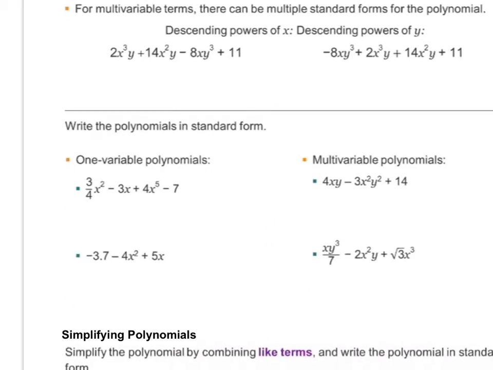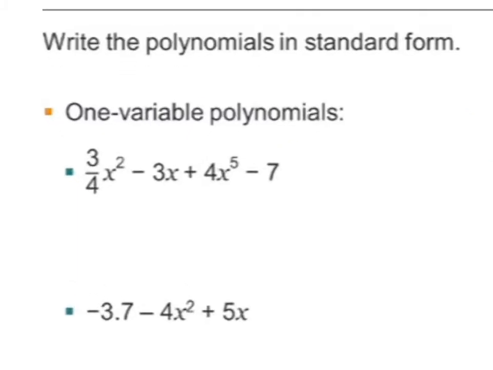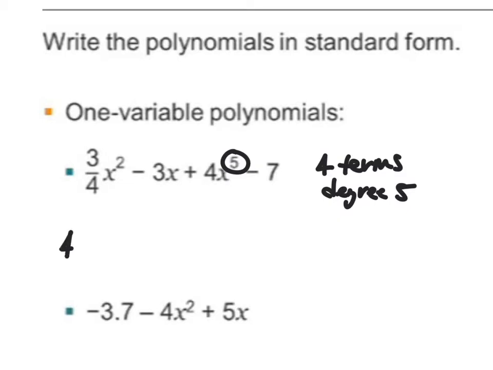If we were to write these in standard form, let's just do one variable polynomials, okay? I want to look for, this is a polynomial. I have 1, 2, 3, 4 terms. So I'm going to write that out over here, that I have 4 terms. And this is degree 5, because of my largest exponent. So that's what goes out front, okay? I'm going to do 4x to the 5th, okay?